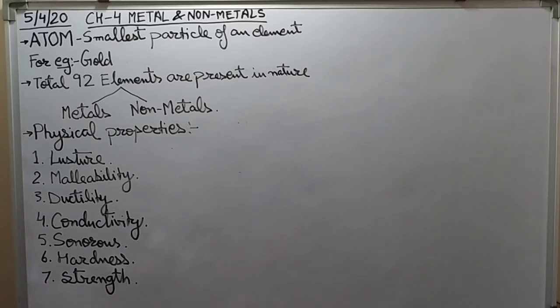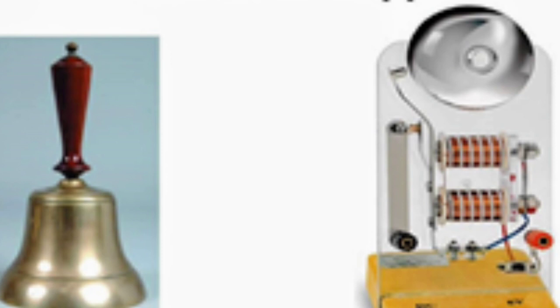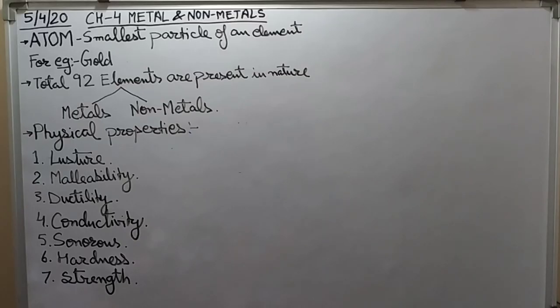Now the fifth property is called sonorous. Sonorous means produce a ringing sound when we strike them. For example, as you can see in the picture, when the hammer of electric bell strikes the metal gong, then the ringing sound is produced. Now the non-metals are not sonorous. They do not produce any kind of ringing sound, in the case of carbon and sulfur.